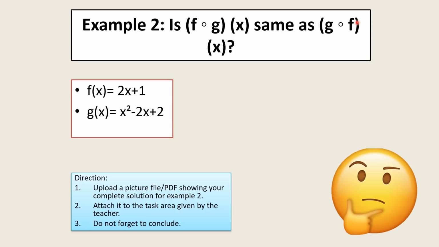Of course, gagamitin ninyo yung concept ng composition of functions for you to be able to find out if same ang f of g at saka ang g of f. Pero kung hindi, then that's the time na magko-conclude na kayo. Okay? So, ito yung gagamitin ninyo na functions. Okay? F and g of x.